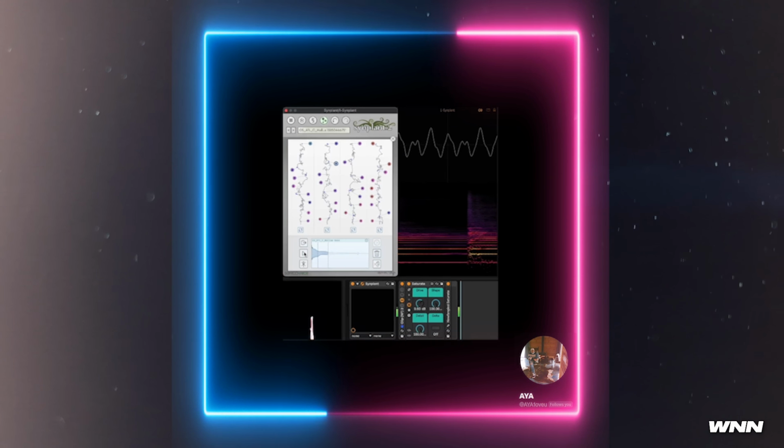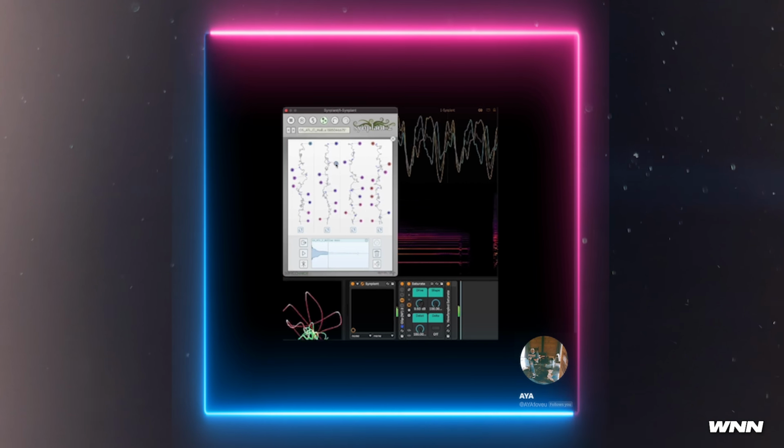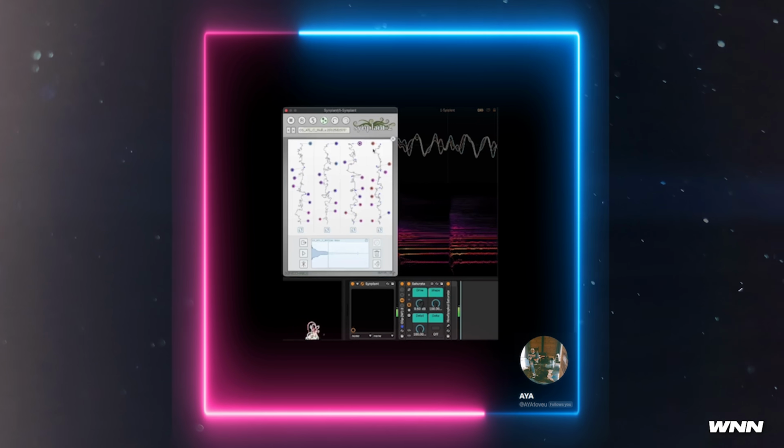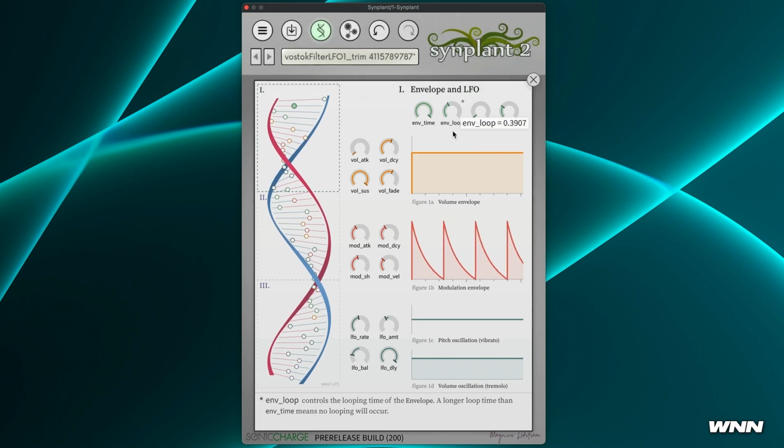And it runs on your computer. You don't need an internet connection. When you have a patch as well, you can go in and edit all the settings.